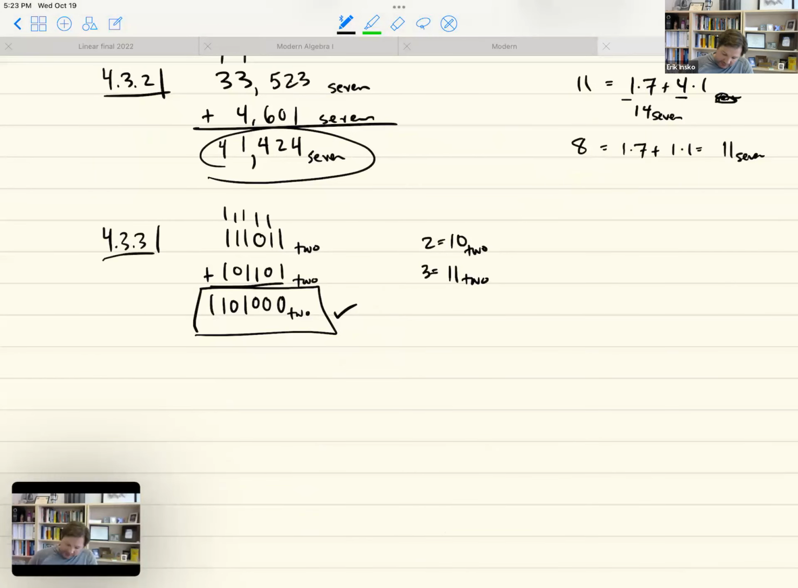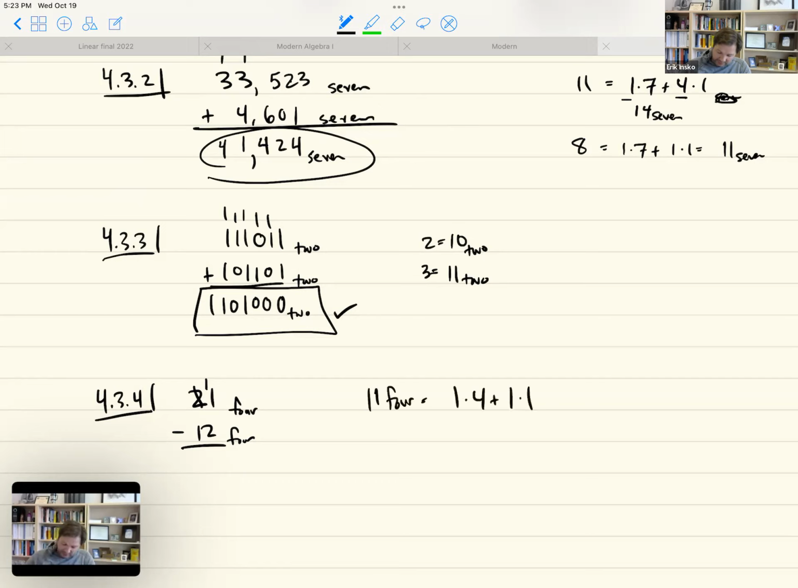Now, question 4 asks us to do some subtraction. So this is 21 base 4 minus 12 base 4. So 1 minus 2 doesn't make sense. I got to borrow. So I get 11 base 4 minus 2. But what's 11 base 4? 11 base 4 means that I would take 1 times 4 plus 1 times 1. So that's 5. So 5 minus 2 is 3 base 4. And now I got 1 minus 1 is 0. So the correct answer is 3 base 4.